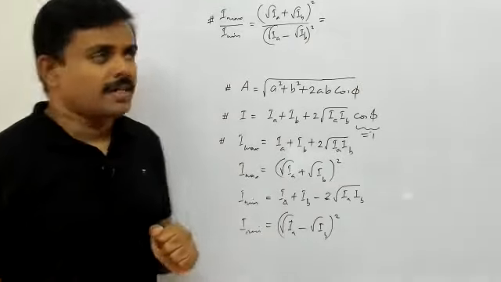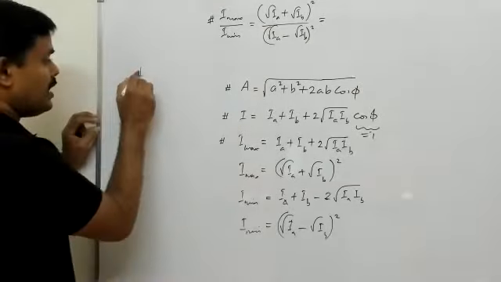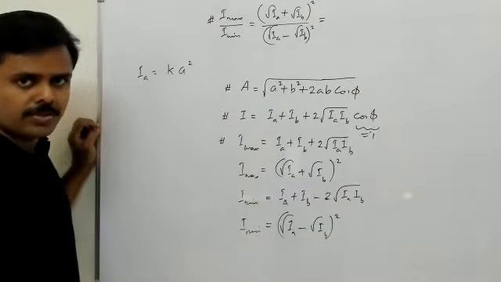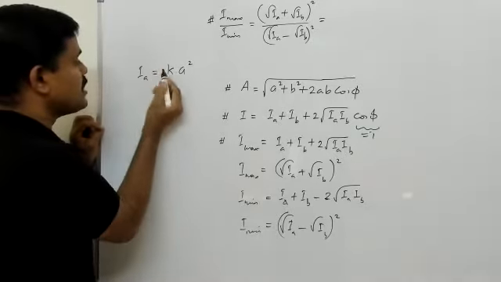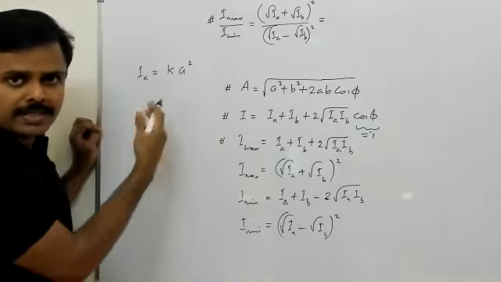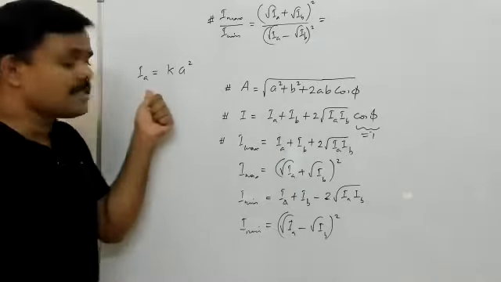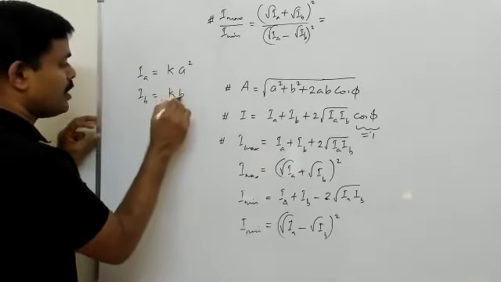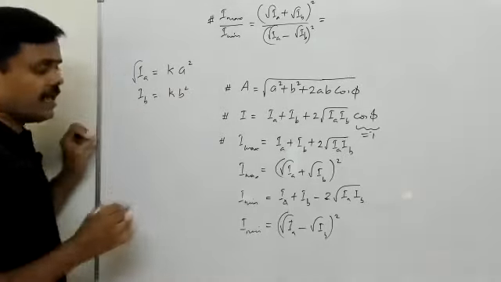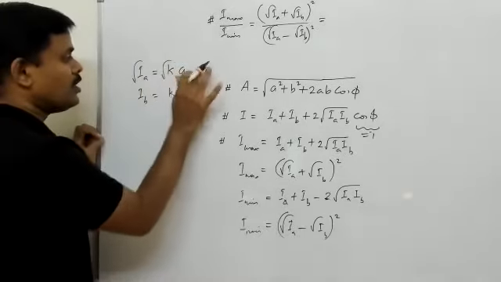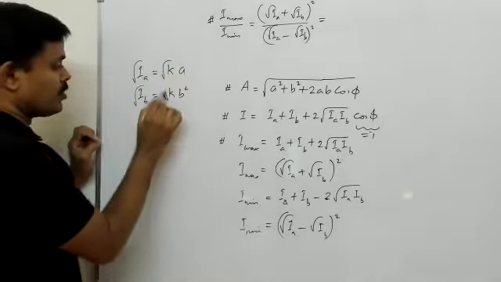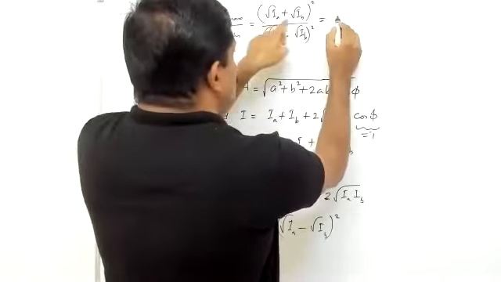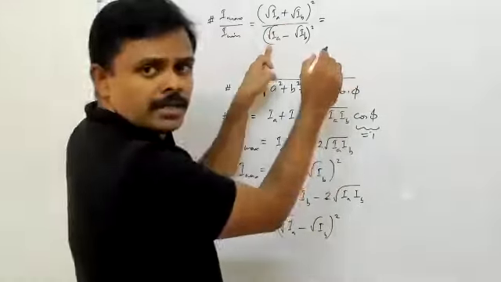And what is root of IA? IA, I told you, was taken as K a square in the beginning. Intensity is proportional to amplitude square. You've seen this many times in first year classes. Intensity is equal to constant into amplitude square. Similarly, the intensity of the second wave is K b square. So what is root of IA? Root K into a. What is root of IB? Root K into b. So let's put them over here: root K into a, root K into b, root K into a, root K into b.